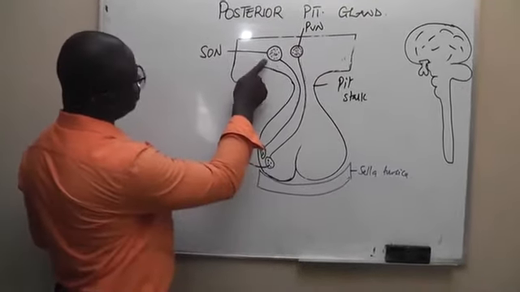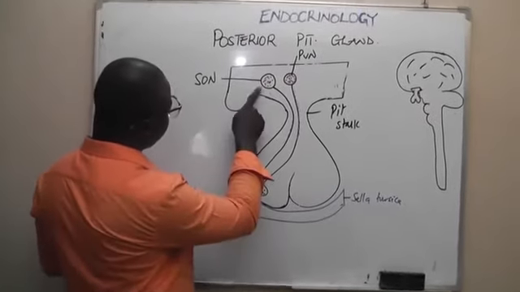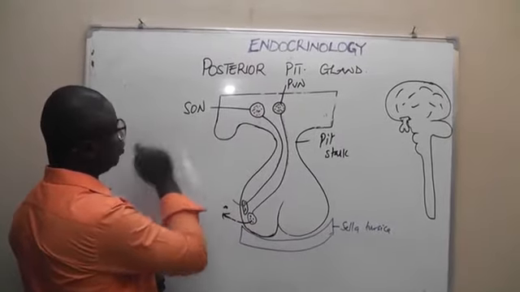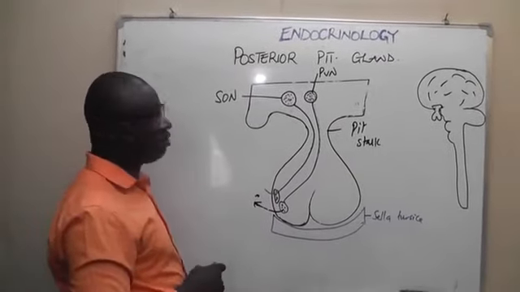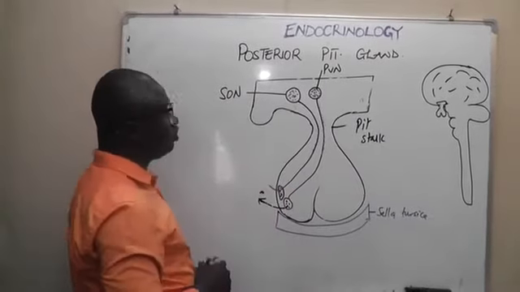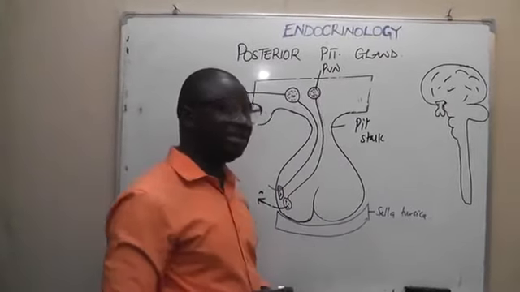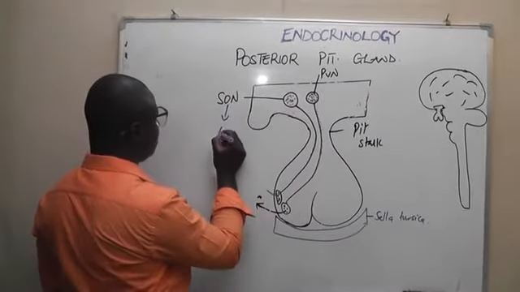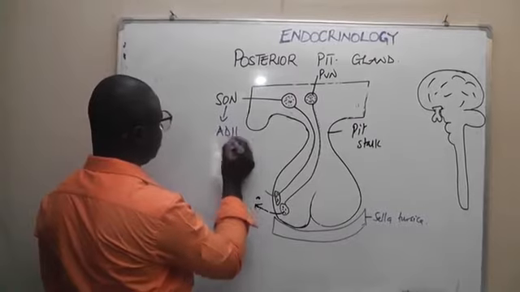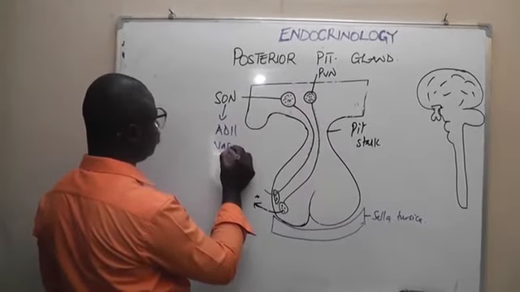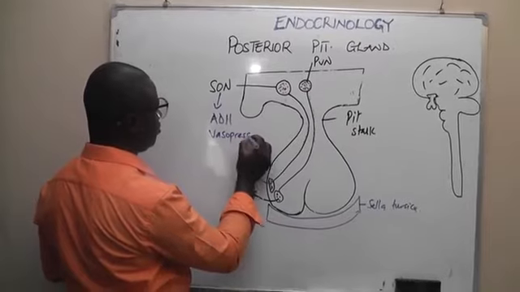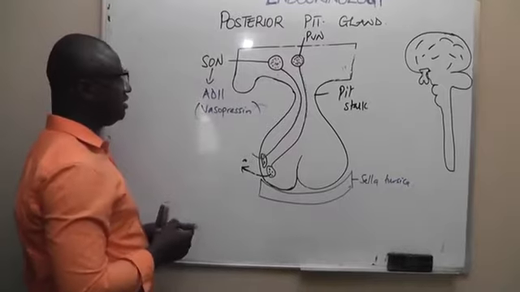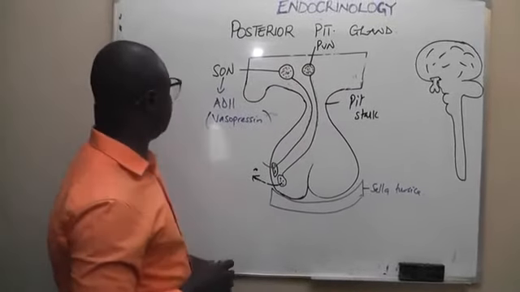So let's look at the first nuclei. This is known as the supraoptic nuclei, which I abbreviated as SON. This supraoptic nuclei produces a particular hormone known as anti-diuretic hormone. Let me write it out. It produces ADH. You can also call it vasopressin.